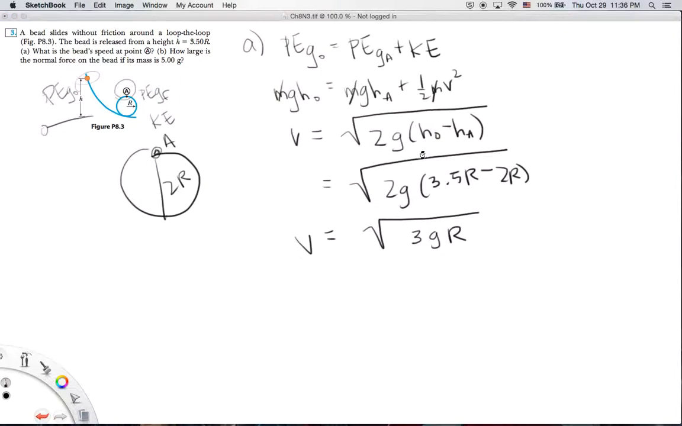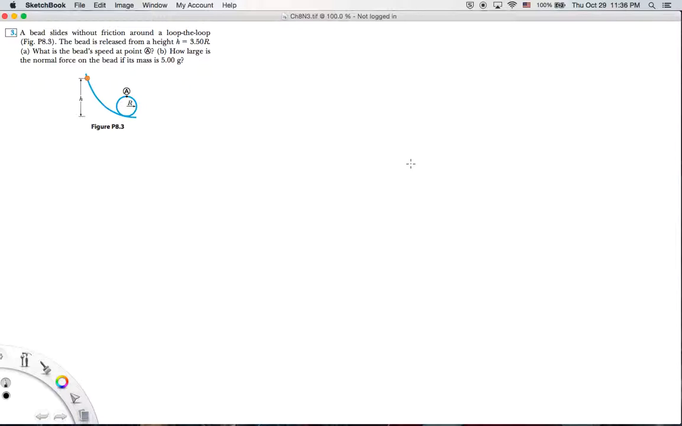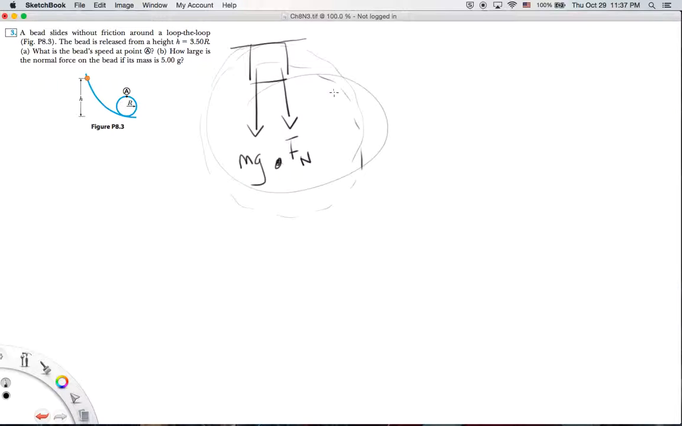Part B asks for the normal force on the bead if its mass is 5 grams, and that'll be at point A. So at point A, if we look at the bead, there's the force mg down, and the normal force also points down because the surface is at the top. And it's going in a circle. This is the center of the circle, kind of like that.